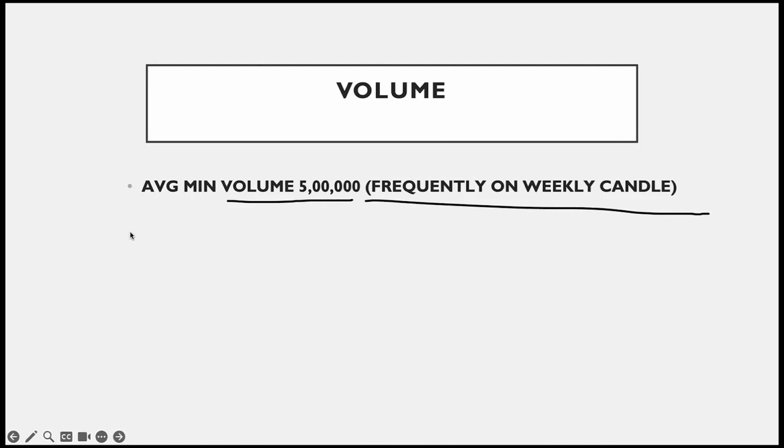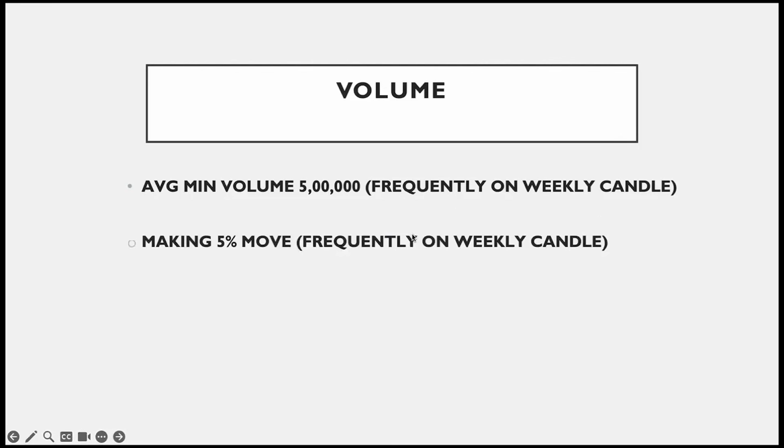So how to know which candle has 5 lakh volumes frequently? For that I have an indicator in TradingView, and I'll show you which indicator I use. It is not that every candle should have 5 lakh average volume, but frequently. That is one of my criteria.